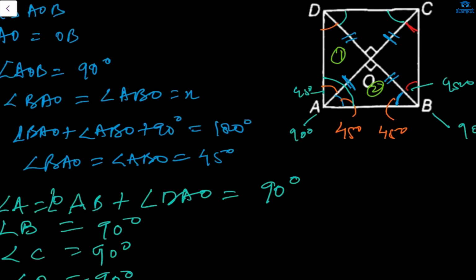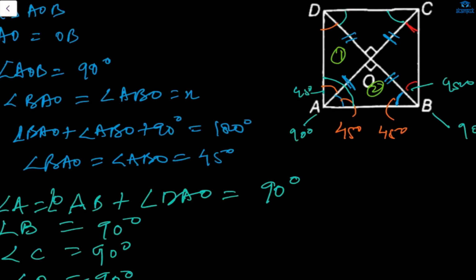Now, how are you going to prove it? This AO will be common. OB and OD will be equal because both the diagonals are bisecting each other, so OB is equal to OD. You have two sides and the angle in the middle is 90 degrees. So from SAS, you can prove that the two triangles are congruent. Since the two triangles are congruent, from CPCT, AB is equal to AD. Any doubt? No, ma'am.